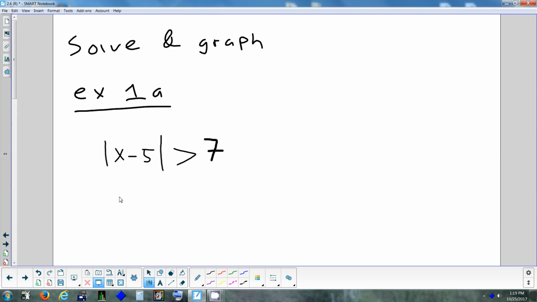Can I split that? Am I good to split it right now? Can I make it into two inequalities right now? Okay. Gemini, what do you think? You have to ask yourself if it's an and or an or.